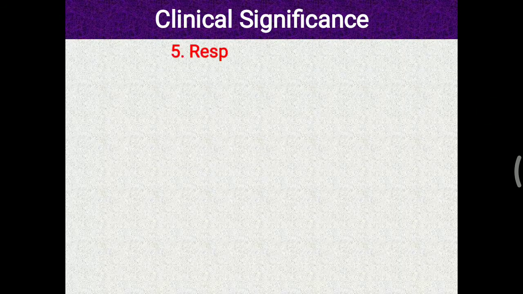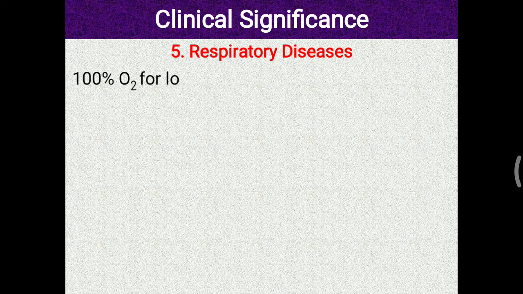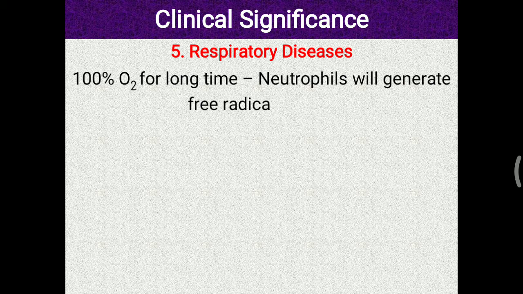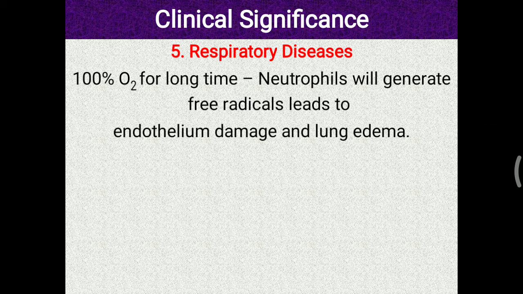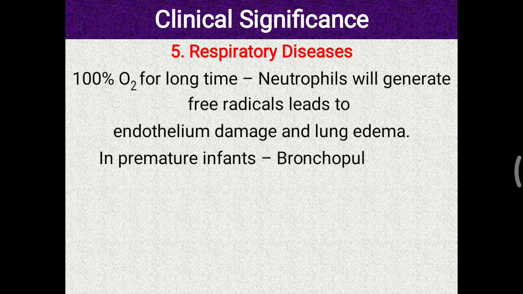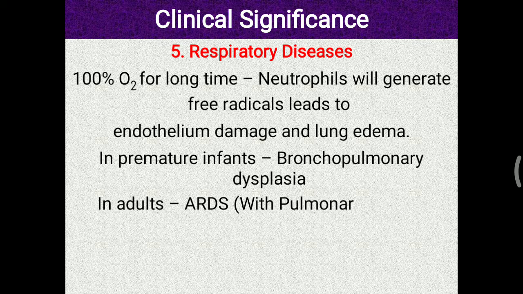Further, respiratory disease. Here 100% oxygen is given for a longer time, which leads to neutrophils generating free radicals in the respiratory tract, and that leads to endothelial damage and lung edema. In premature infants, that can lead to bronchopulmonary dysplasia, and in adults, ARDS, acute respiratory distress syndrome, with pulmonary edema is seen when 100% oxygen is given for a longer time.